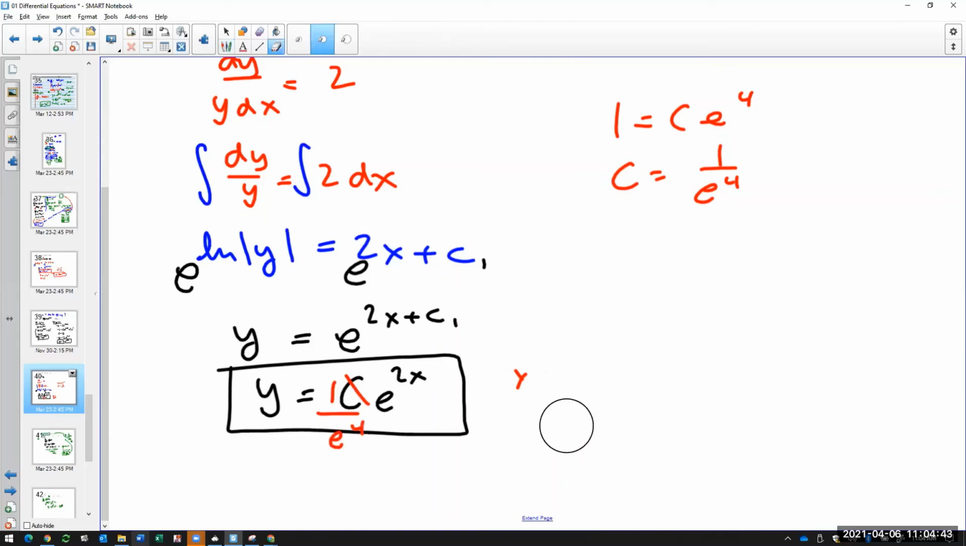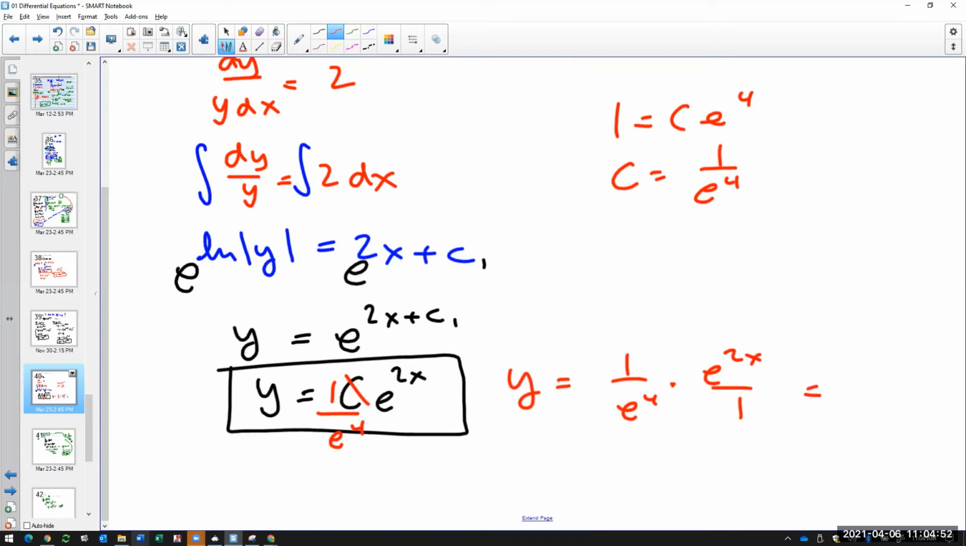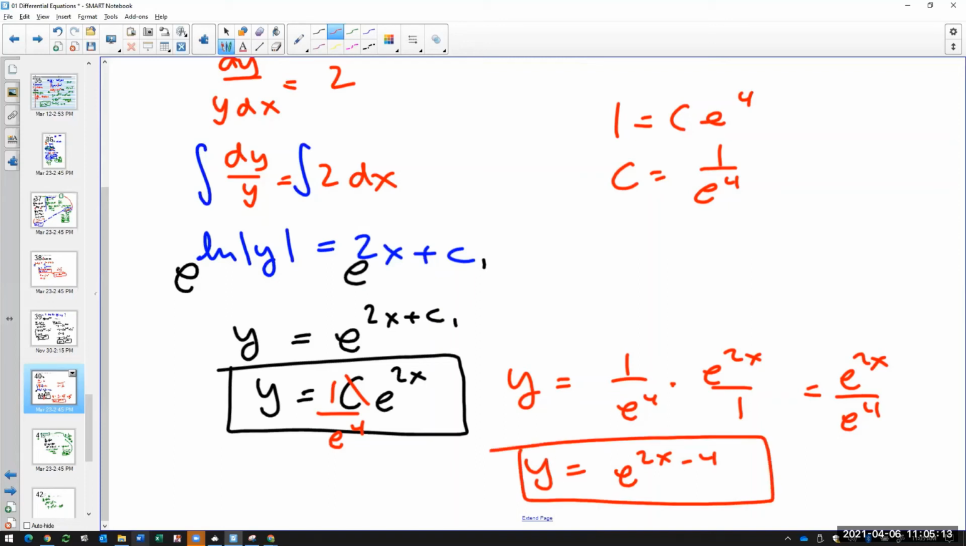Okay, well, if that's true, what's y going to be equal to? Isn't that 1 over e to the 4 times e to the 2x over 1? So that is e to the 2x over e to the 4. Okay, and that's a great answer. But another answer some people might see is that y is equal to e to the 2x. What do you do with the exponents when the bases are the same and you're dividing? You subtract them. If you're multiplying, you'd add them. If you're dividing, you subtract them, as long as both bases are the same.